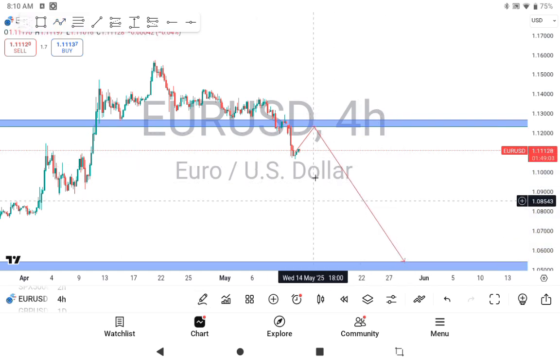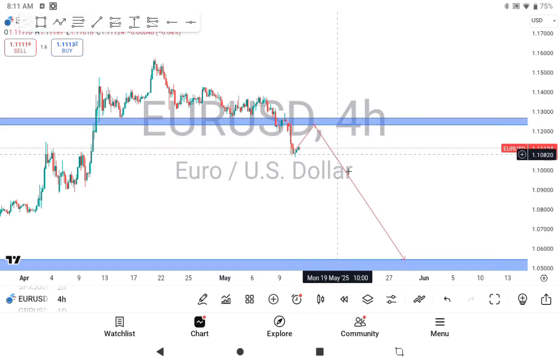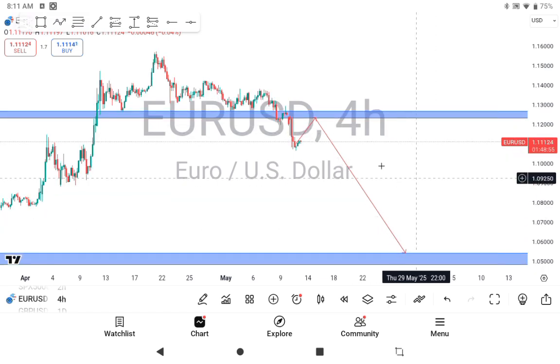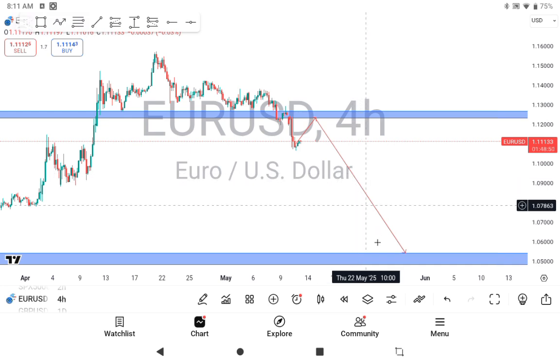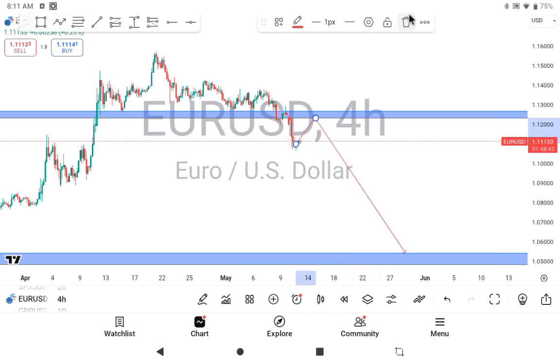But note, Euro USD price won't just drop like so. It has to move in sequence: lower lows, lower highs, lower lows, lower highs. So there might be troubles around here getting in the way, but eventually Euro USD will still find its way to sell down right here. If this pullback is fulfilled, Euro USD price will definitely sell down to this support level right here.